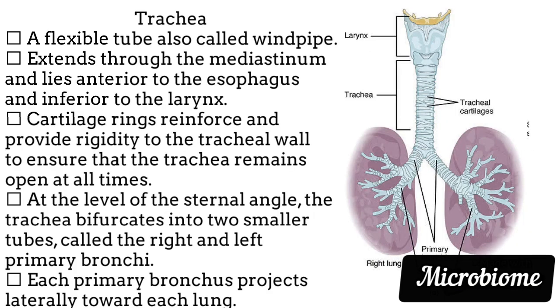Trachea. It is a flexible tube also called the windpipe. Extends through the mediastinum and lies anterior to the esophagus and inferior to the larynx. Cartilage rings reinforce and provide rigidity to the tracheal wall, to ensure that the trachea remains open at all times. At the level of the sternal angle, the trachea bifurcates into 2 smaller tubes, called the right and left primary bronchi. Each primary bronchus projects laterally toward each lung.